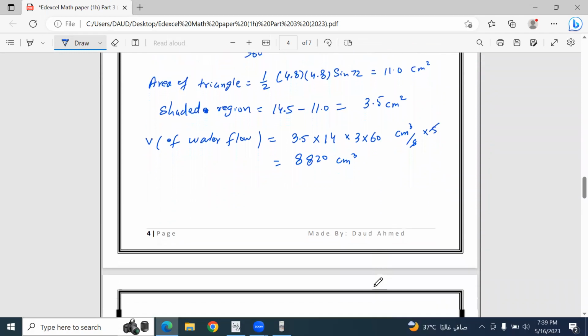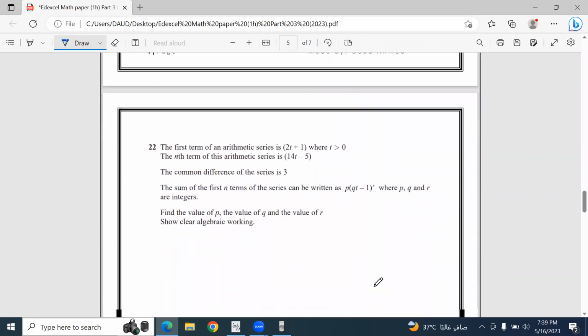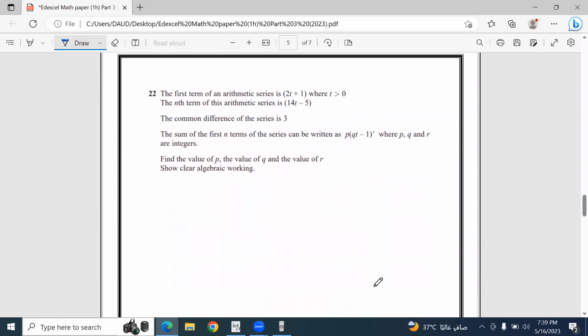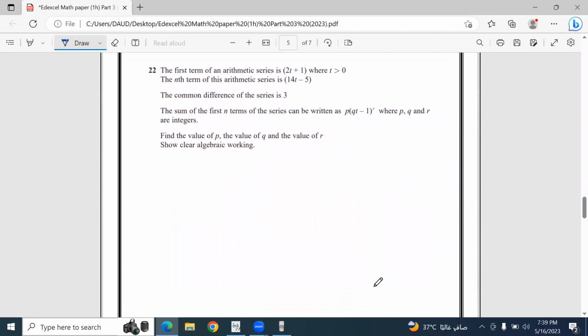Next, 22. Here we have the first term of an arithmetic series is 2t plus 1, where t is greater than 0, and the nth term of this arithmetic series is also given. The common difference is given. So we will write all these three pieces of information here. a1 is 2t plus 1, and the nth term, an, is also given, 14t minus 5, and the common difference d is also given, 3.